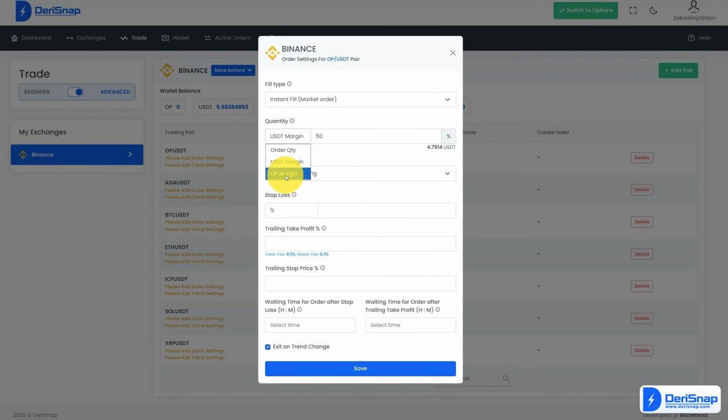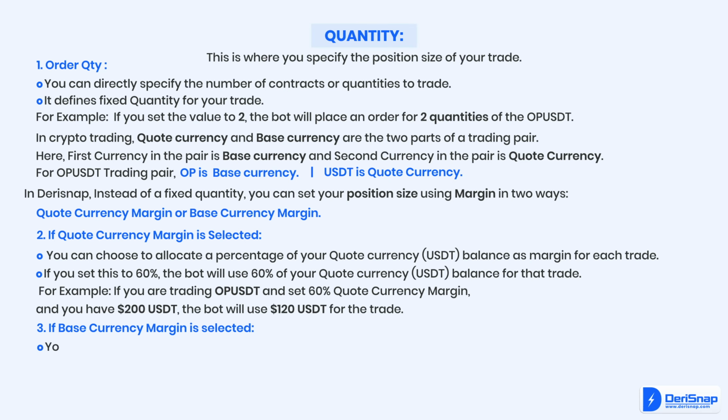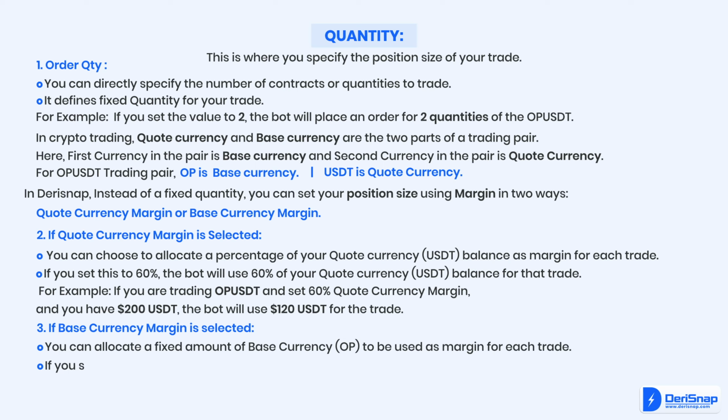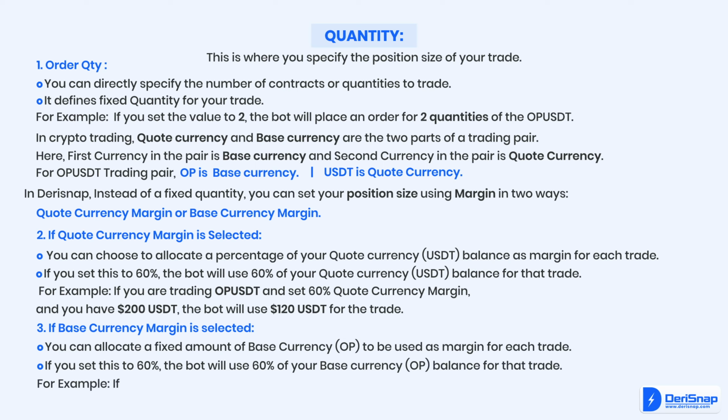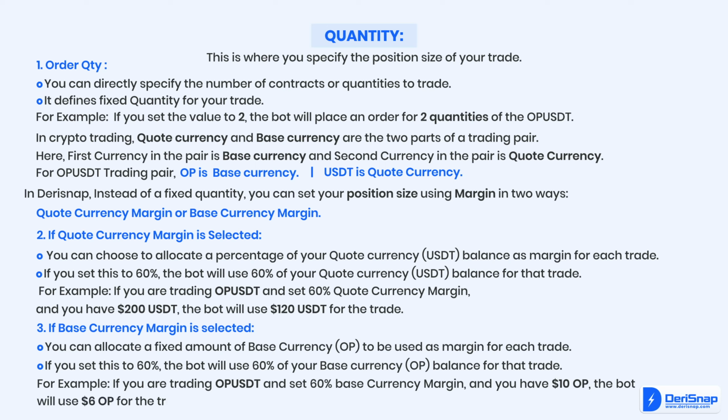If base currency margin is selected, you can allocate a fixed amount of base currency, OP, to be used as margin for each trade. If you set this to 60%, the bot will use 60% of your base currency, OP, balance for that trade. For example, if you are trading OPUSDT and set 60% base currency margin, and you have 10 OP, the bot will use 6 OP for the trade.